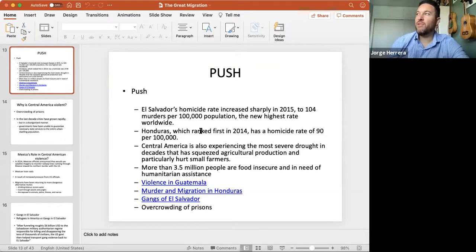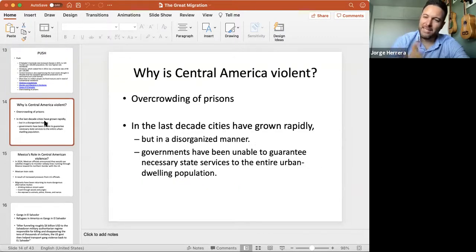More than 3.5 million people are food insecure. They don't know when they're going to have their next meal. And the prisons are overcrowding. So why is Central America so violent? One is the overcrowding of prisons. And two is that in the last decade, the cities have grown rapidly. And sometimes that's a good thing or a bad thing. But in this case, it's a bad thing because it's in a disorganized manner because the government does not help. Governments have been unable to guarantee necessary state services to the entire urban dwelling community.